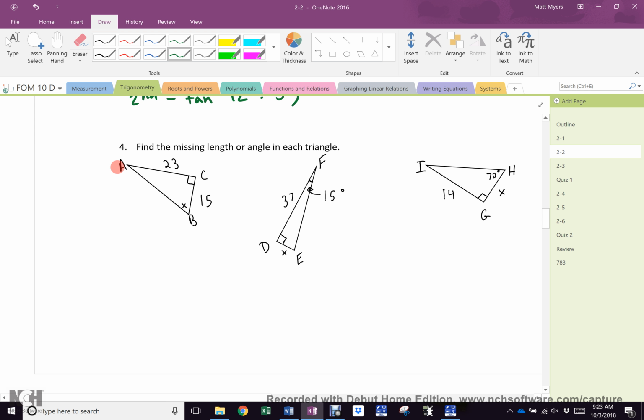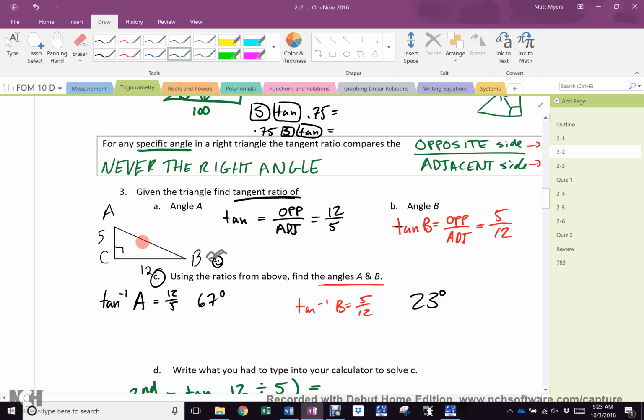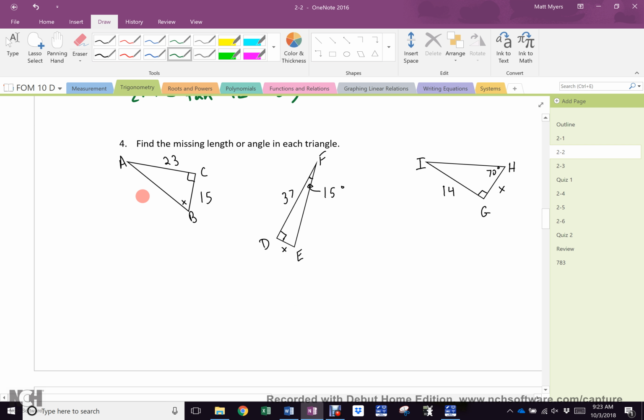Does it matter where you start? Did it matter up here where my person was? You need to start with the angle you care about. In this first one, I cared about A, so I started at A. So I'll care about I. In this one, what angle do you care about? B. So you would be right here. That tells you your opposites and your adjacents, because you care about that angle. So across from me is 23.